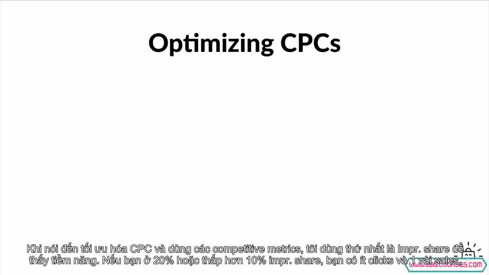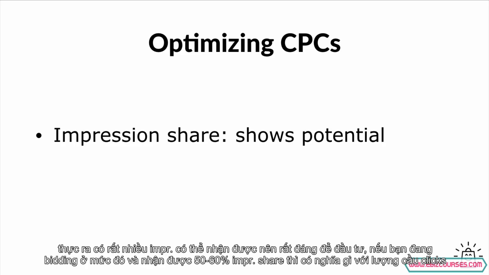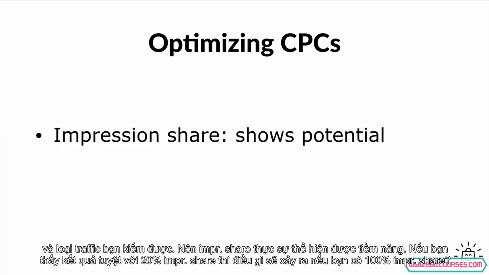When it comes down to optimizing your CPCs and using those competitive metrics, I use them like this. The impression share, I use it to show the potential. So if you're at 20% or below 10% or something, and you have a lot of clicks and some sales, it shows that actually there's a lot more to get, a lot more impressions out there. So it's worth investigating what happens if you were bidding up to that level and getting 50-60% impression share. What does that mean for the amount of clicks, for the type of traffic that you get? Impression share really shows the potential.